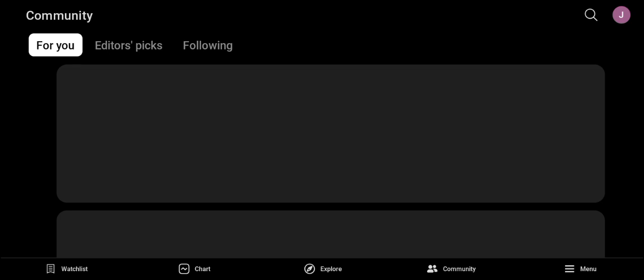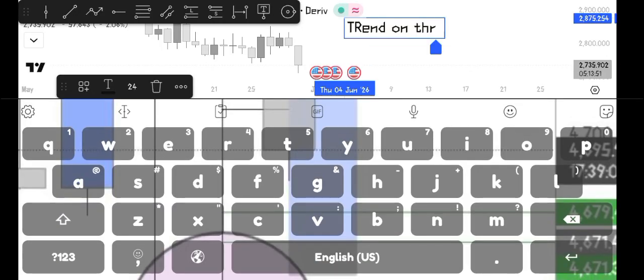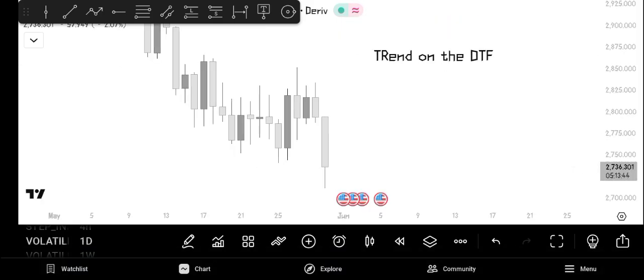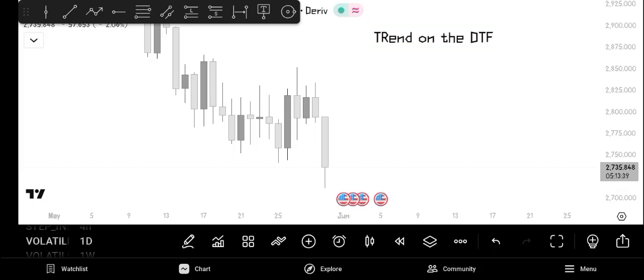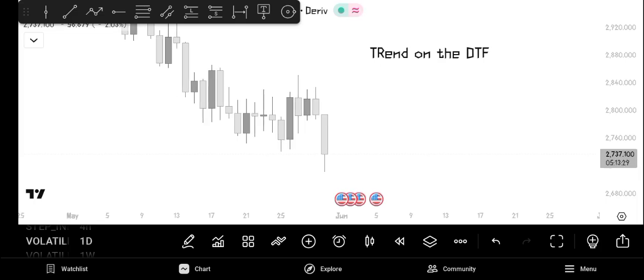I don't know what's wrong with my network, so I'll quickly write this again. On the daily time frame. So this is the first thing we want to look out for on the daily time frame, because the daily time frame is the most powerful time frame for a daily trader. So if you are a daily trader, you must always come to the daily time frame and look for your bias.